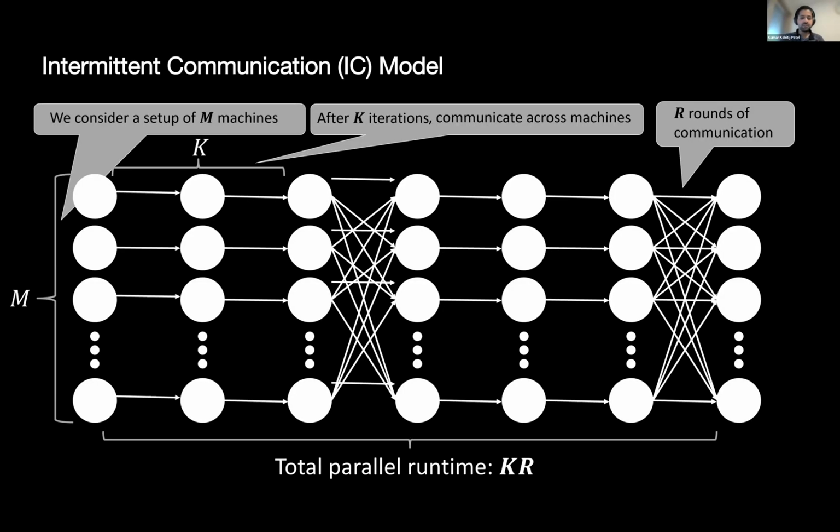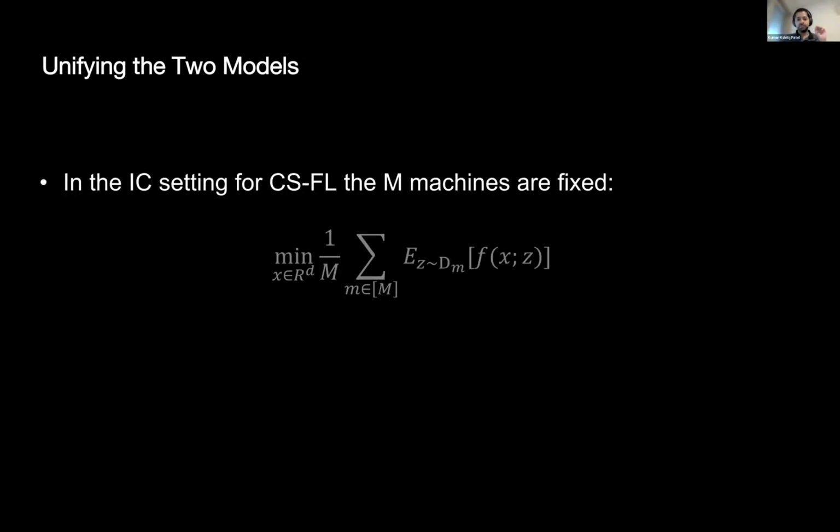Okay, so this is the simplest model which is meaningful and interesting to study, and we're going to jump right into it now. The easiest way to unify the two models which we previously saw, cross-silo and cross-device federated learning, is by casting them as a distributed optimization problem. For cross-silo, it's pretty simple. You just think of the stochastic optimization problem on each machine and then average it, and that's your objective.